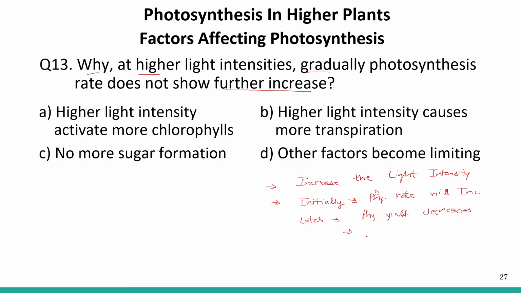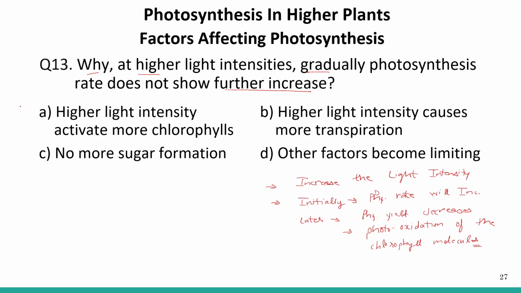Why? Because of the photooxidation, or you can say breakdown of the chlorophyll molecule. Okay, there is a breakdown of the chlorophyll molecule, and if there is a breakdown of the chlorophyll molecule, what will happen? There will be no absorption of light. Okay, and this will lead to the decrease in the photosynthetic yield.